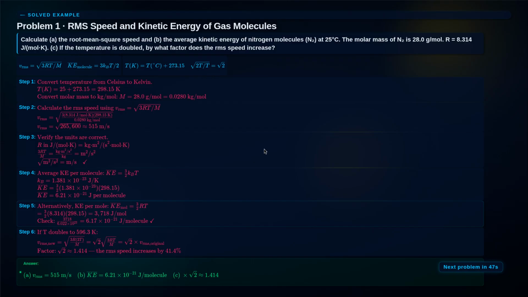Step 4. Calculate the average kinetic energy per molecule using KE equals 3 halves kBT. This gives 6.21 times 10 to the negative 21st joules per molecule. Step 5. Alternatively, the kinetic energy per mole is 3,718 joules per mole. Dividing by Avogadro's number gives the same result. Step 6. When temperature doubles, the RMS speed increases by a factor of square root of 2, approximately 1.414.